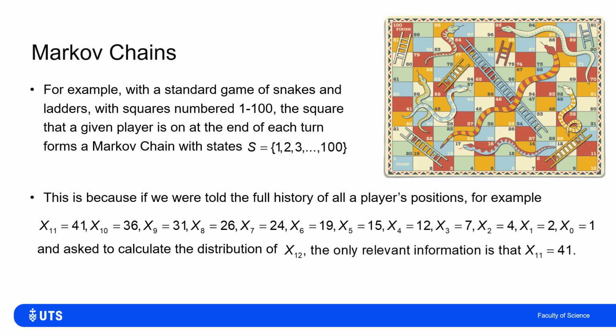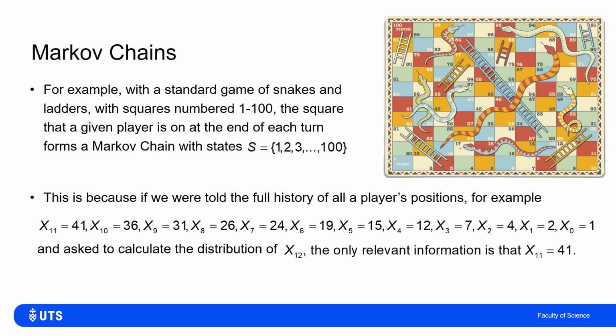If I wanted to predict where a player might be one turn in the future, all I would need to know is where they are now. Because then I would just say, well, with probability 1/6, they'll roll a 1 on the normal die and move on 1 square. With probability 1/6, they'll roll a 2. It doesn't actually matter how they got there.